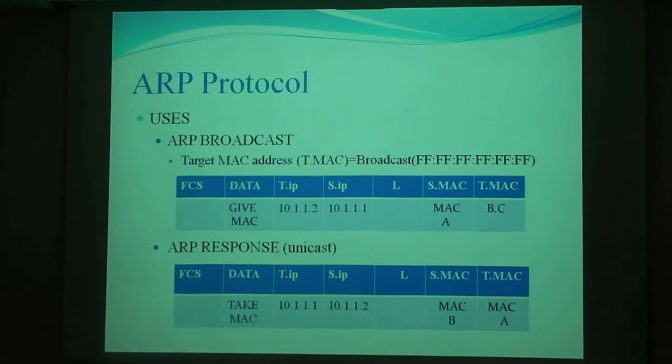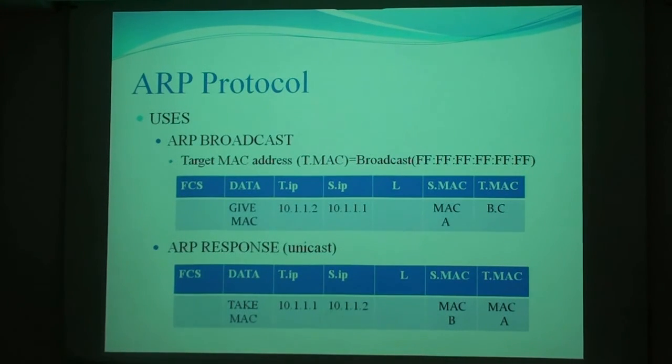As soon as this frame is received by host B, the ARP cache of host B is updated, and it creates another frame called ARP response, that is a unicast frame. In this frame, in data it gives take MAC, and in target IP the IP address is of host A, and source IP is the IP address of host B. Source MAC here in this case is MAC address of host B, and target MAC, now as it knows the MAC address of host A, it keeps the MAC address of host A.